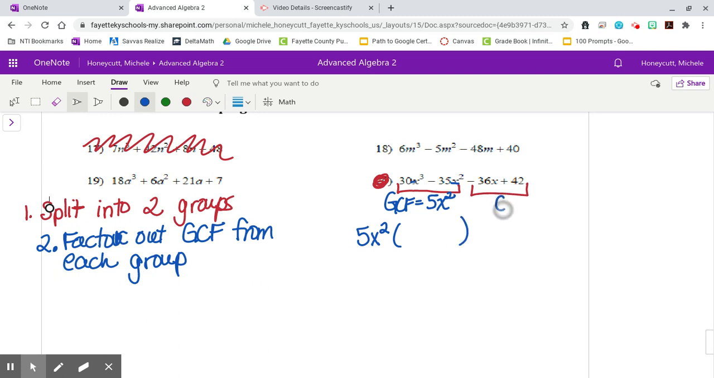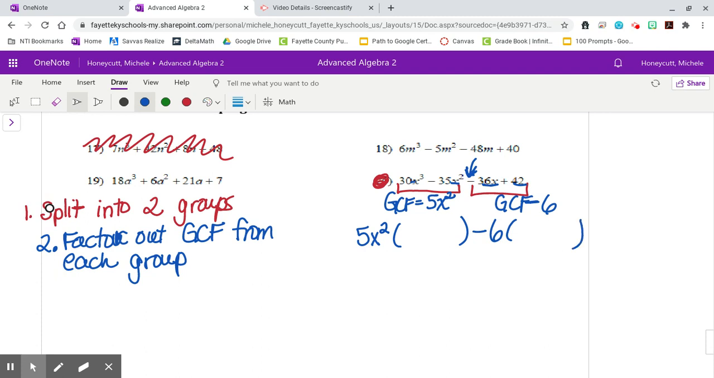In the second group, I look at 36 and I look at 42, and I say, oh, I can divide both of those by 6. So the greatest common factor will be 6, and 36 has an x, but 42 does not. So I won't have a variable in my greatest common factor. Also notice that in front of that 36 is a negative. So anytime there's a negative in front of the second group, go ahead and factor out a negative with that greatest common factor. So out of the second group, I'm going to factor a negative 6.